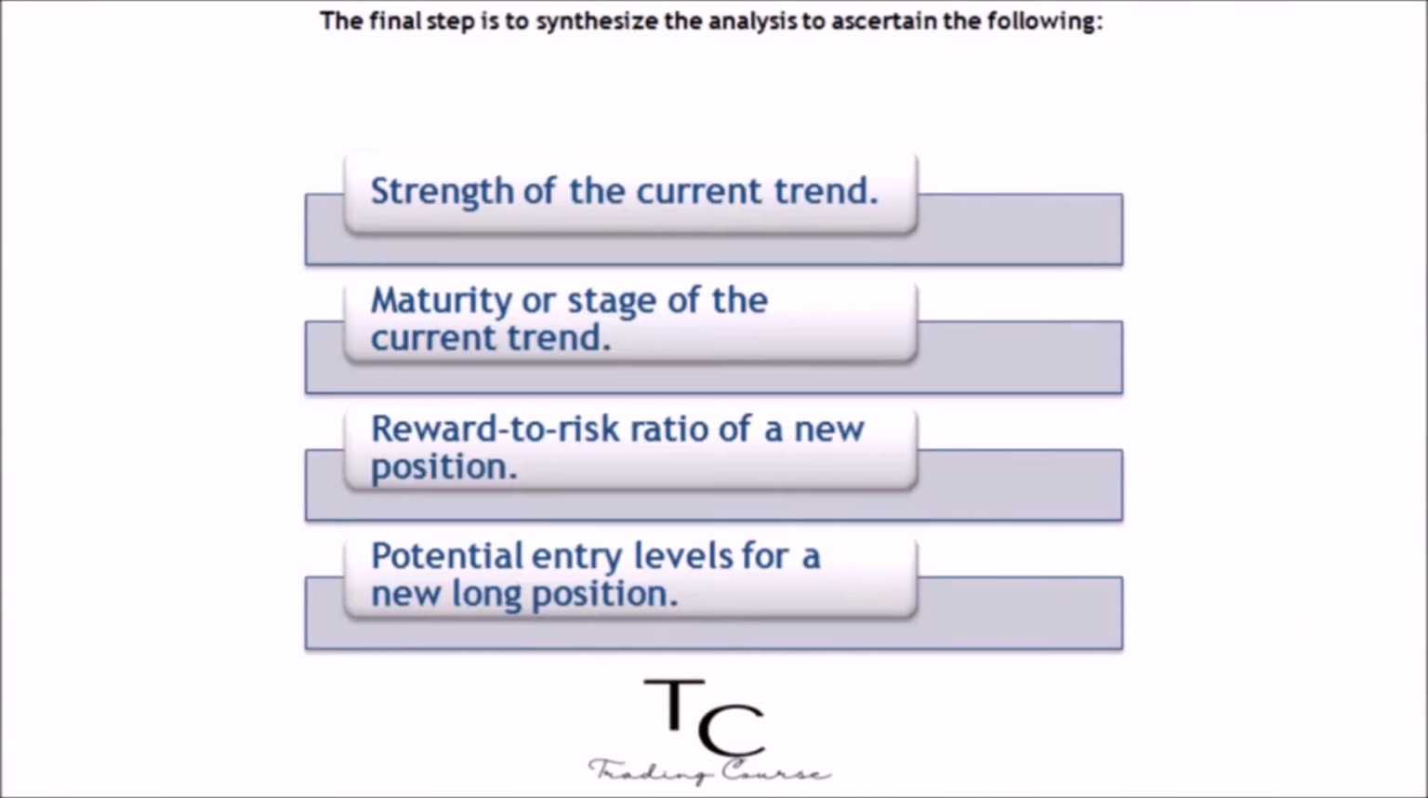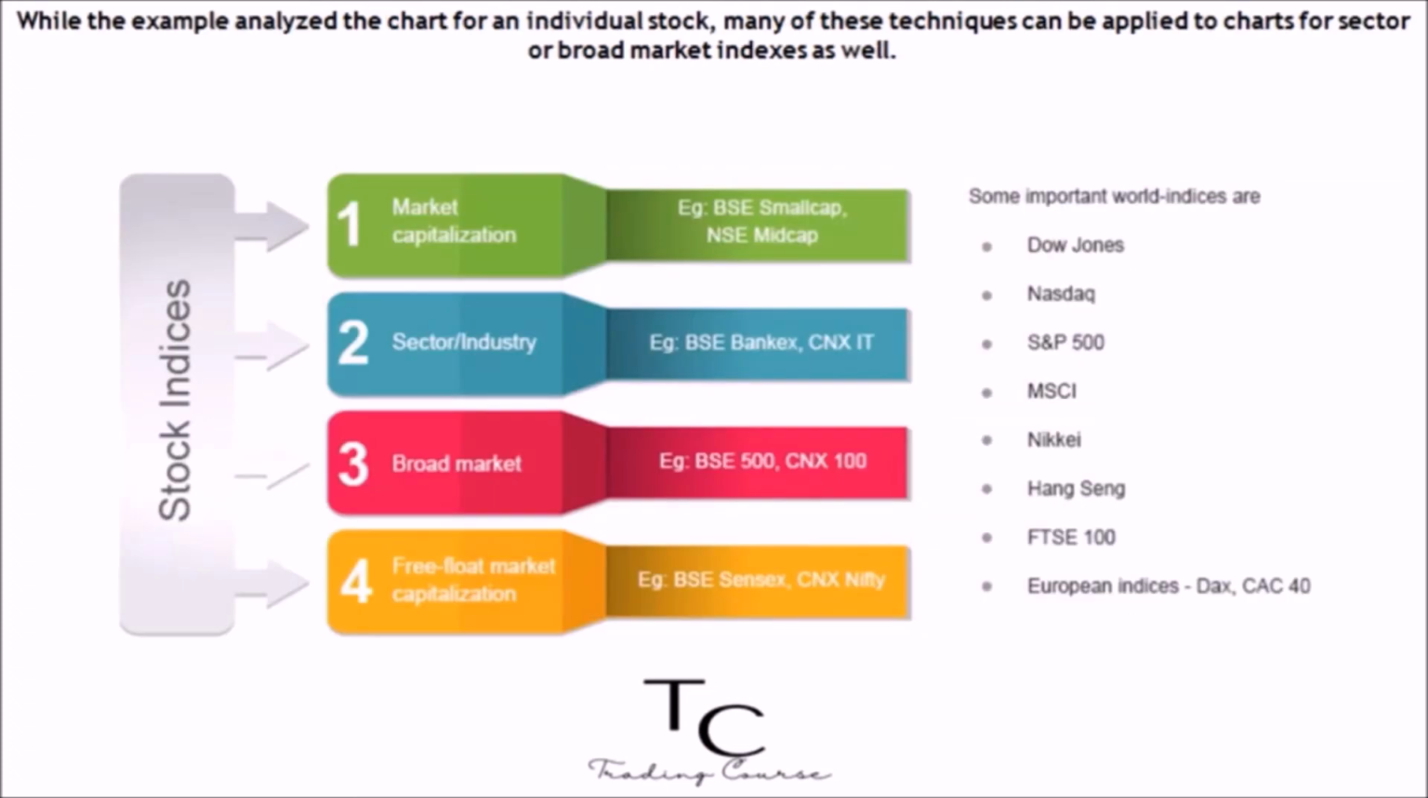The final step is to synthesize the analysis to ascertain the following: strength of the current trend, maturity or stage of the current trend, reward to risk ratio of a new position, and potential entry levels for a new long position. While the example analyzed the chart for an individual stock, many of these techniques can be applied to charts for sector or broad market indexes as well.